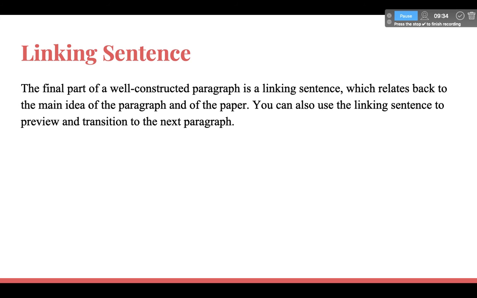And then finally, you have your linking sentence. The final part of a well-constructed paragraph is a linking sentence, which relates back to the main idea of the paragraph and of the paper. You can also use the linking sentence to preview and transition to the next paragraph. So the linking sentence could also be the concluding sentence. It can serve a couple of different functions.